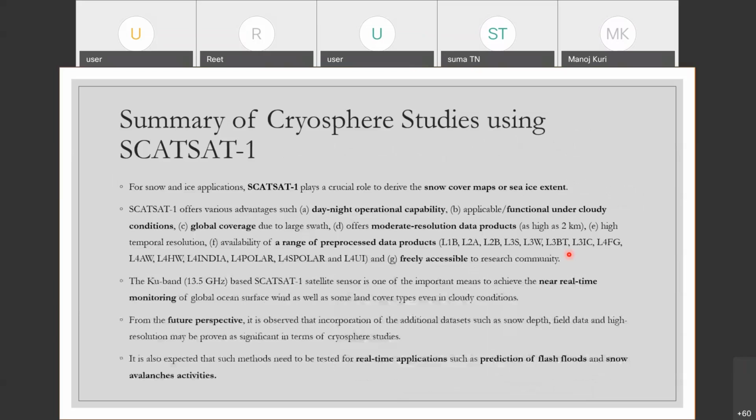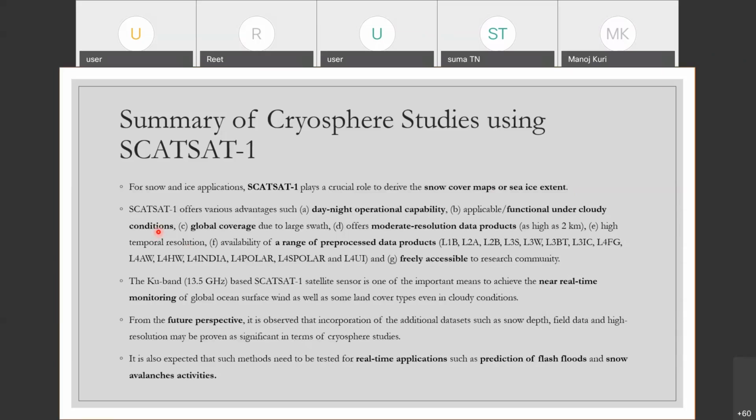So I think this is all. I can summarize it. For snow and ice applications, SCATSAT-1 plays a crucial role in deriving the snow cover map or the sea ice extent. We have tested it for the Himalayan region, but people are also using it for monitoring the Arctic and Antarctic regions, which is very important for monitoring icebergs in the sea. Icebergs may play a very devastating role for ships and other things, so monitoring of icebergs is very important.